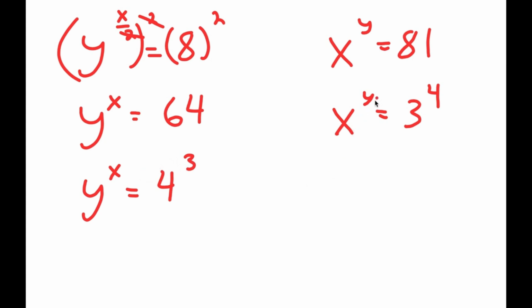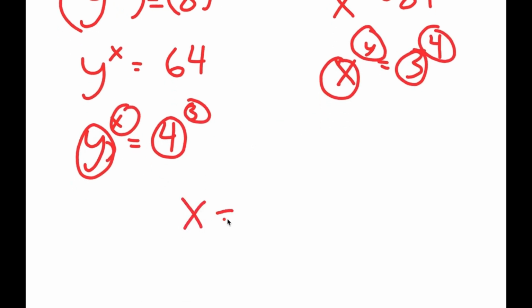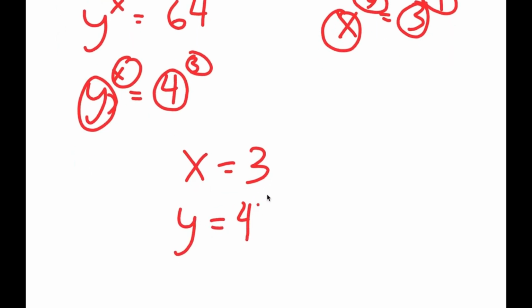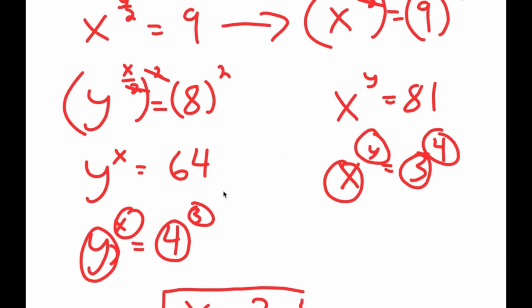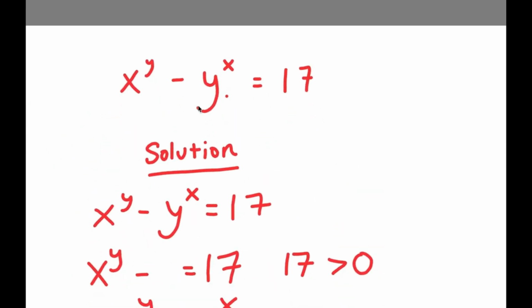So I have x to the power of y equals 3 to the power of 4, and y to the power of x equals 4 to the power of 3. Well, what does that mean? Well, matching the 4 and the 3, meaning x is equal to 3 and y is equal to 4. So this is my solution to this equation.